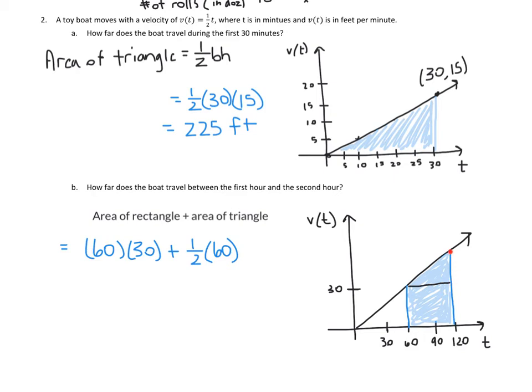So now we need to know what this point is here. Well, we can find it by taking the velocity when time t is equal to 120. And 1/2 times 120 is 60. So that point there on the velocity function is equal to 60. So now to find the height of this triangle, we can take 60 minus 30. 60 minus 30 is going to give us 30 for the height of the triangle.